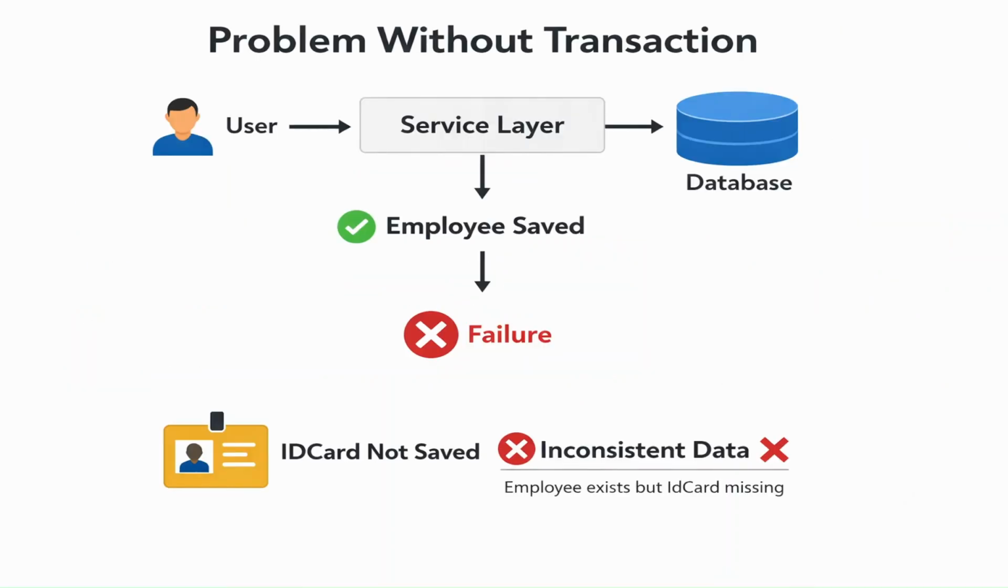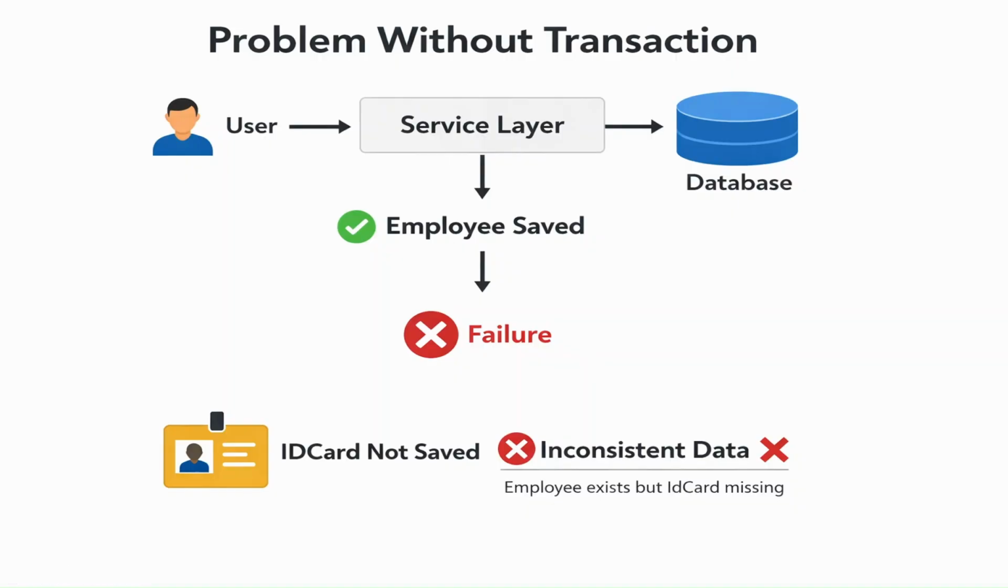So here is the problem. Here is the user like us. We are trying to store or persist employee and the ID card object or entity. Now, let's say once our request reaches the service layer, employee gets saved, but before we save ID card, there is an exception.